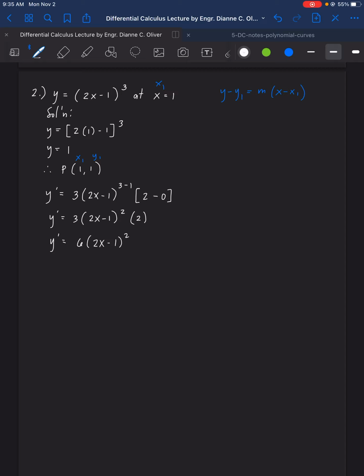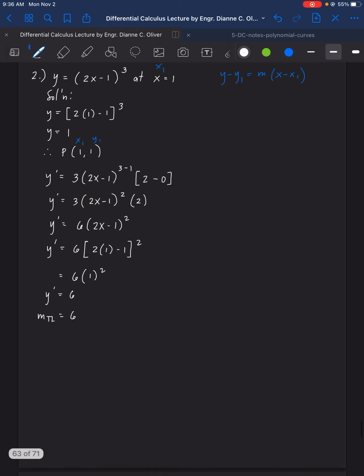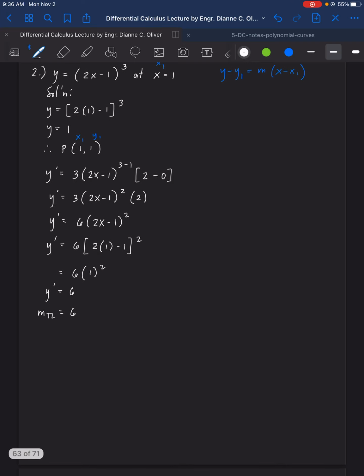Now, to get the value of y prime, we substitute the value of x. So, y prime is equal to 6 times (2 times 1 minus 1) squared. That is equal to 6 times 1 squared. Therefore, y prime is equal to 6. Since we have our y prime equal to 6, m of the tangent line is now equal to 6. So, we have now all we need. We have our y1, x1, and the slope.